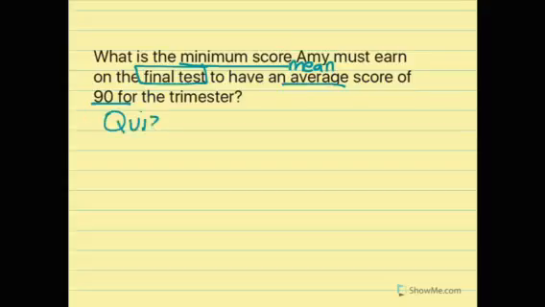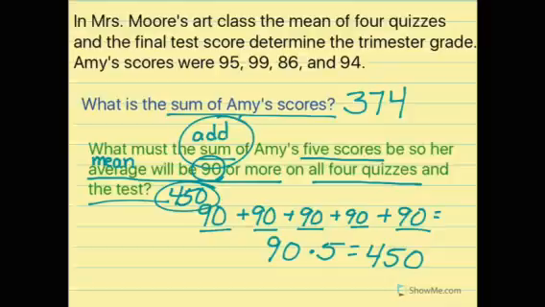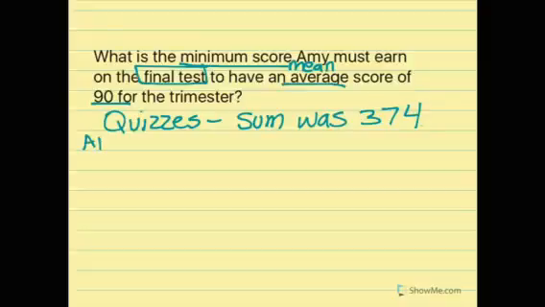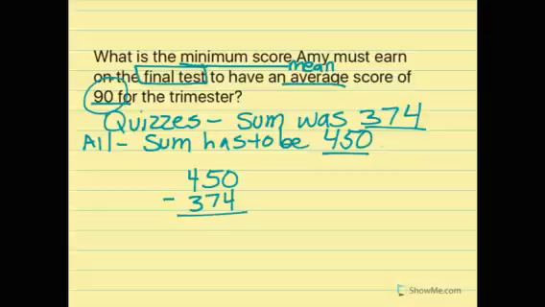So for her quizzes, the sum was 374. I also know that if she wants to get a 90 or more on all of her quizzes and the test, she would have to get a sum of 450. So on all of them, we know the sum has to be 450 or higher. So if Amy already has 374 on her 4 quizzes and she needs 450 points to get a 90, I'm just going to do a simple subtraction problem and subtract 450 minus 374.